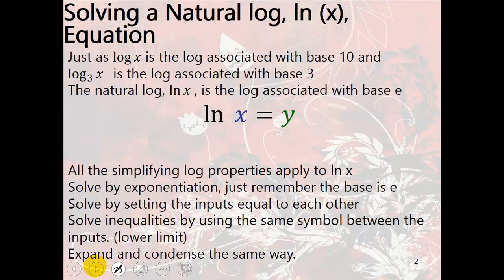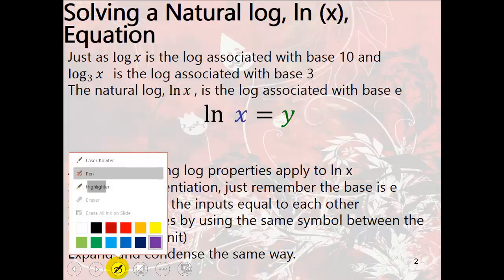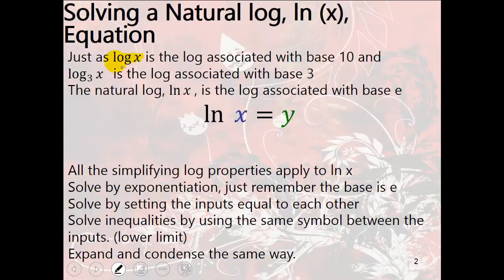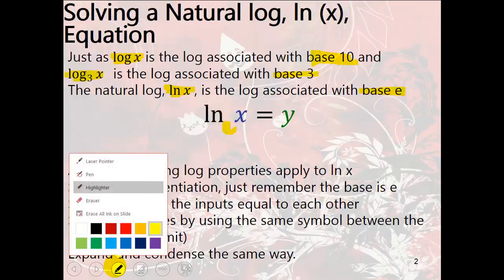All right, so remember that when we had log x, you're going to hear a little motor in the background. That's my neighbors. We were in base 10. It didn't say base 10, but we understood that we were in base 10. When we were in log base 3 of the input x, well, that was base 3. And so the natural log, ln x, is the log associated with base e. It might be helpful if you just, in the beginning, till you get used to it, use a little e there.